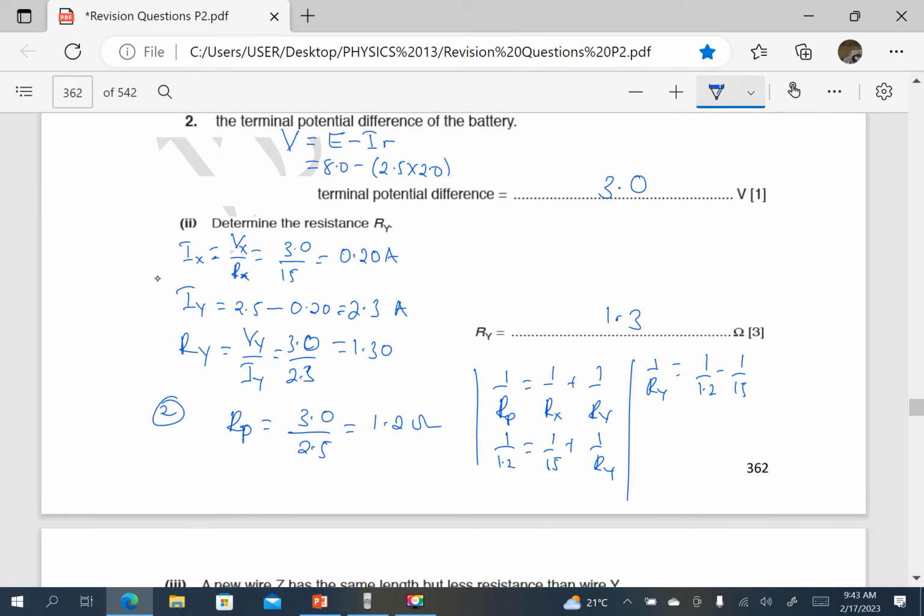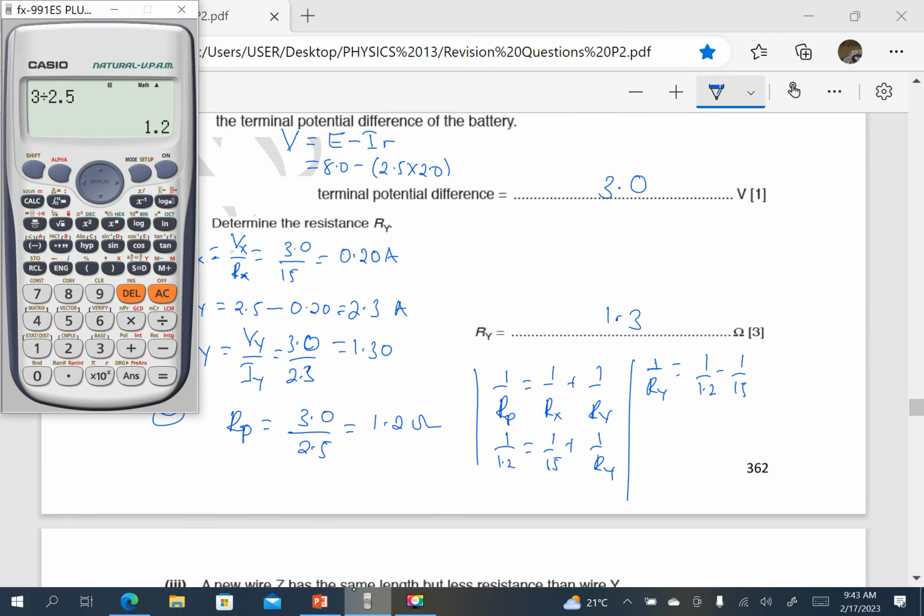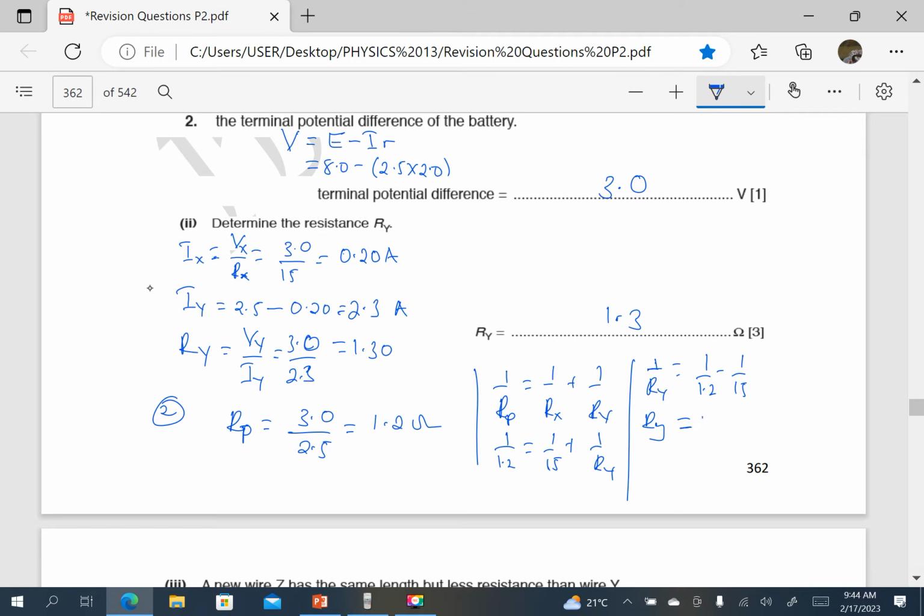Let's just solve it from this point using a calculator. So in brackets, we have 1 over 1.2 minus, open another bracket, 1 over 15. So that is what we have. Then we get the reciprocal to get RY. We get the reciprocal. So the reciprocal will be 1 divided by the answer, which will be 1.3. So still this is 1.3.